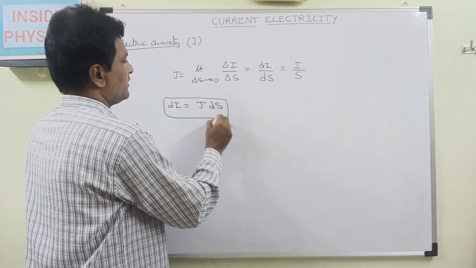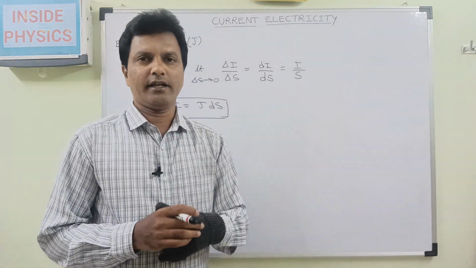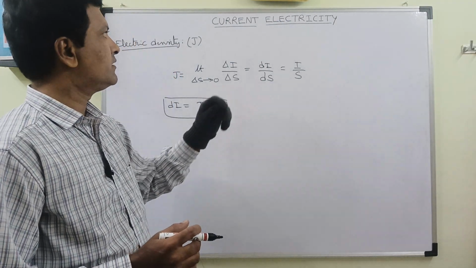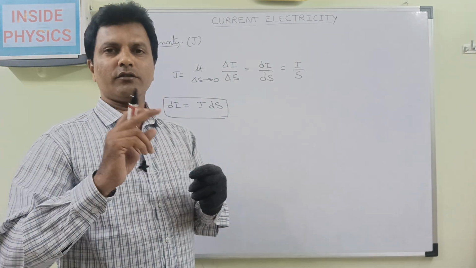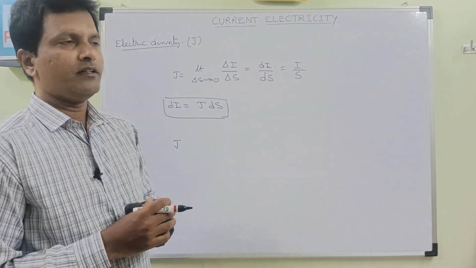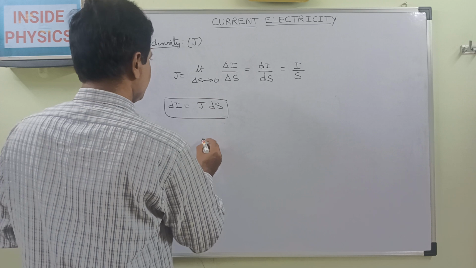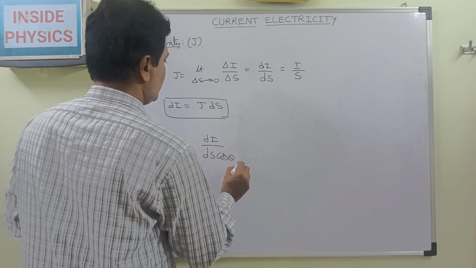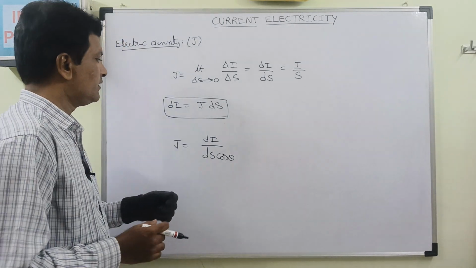In this way, if the normal to the surface area through which the electric current is flowing is making an angle theta with the electric current, then the equation becomes dI by dS cos theta. dS cos theta is the component which is in the direction of electric current.